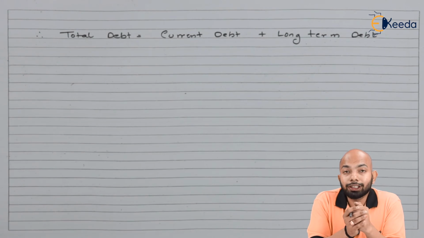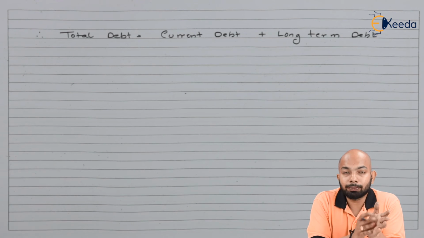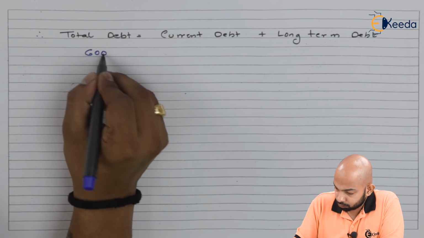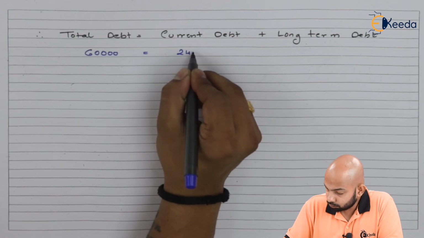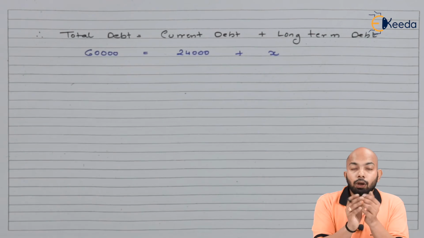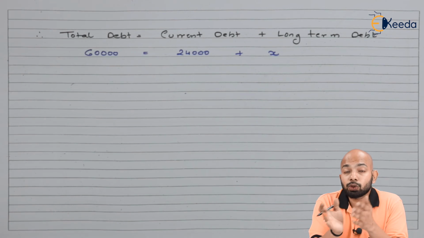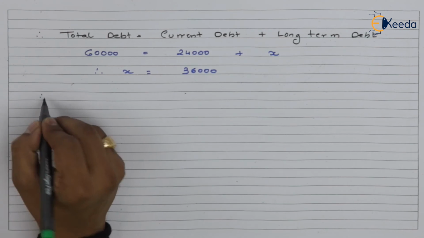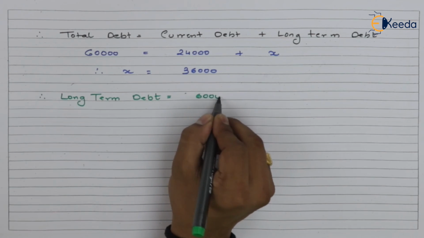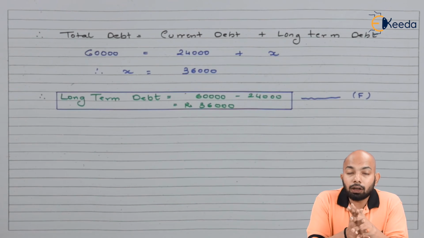The formula for total debt is current debt plus long-term debt. We already know the total debt, that's 60,000. We found out the current debt, which is 24,000. Long-term debt is something that we have to find out. So whatever the difference between them is, 60 minus 24, will give you long-term debt. So 36,000 is the long-term debt that we have figured out. We have denoted it as F.